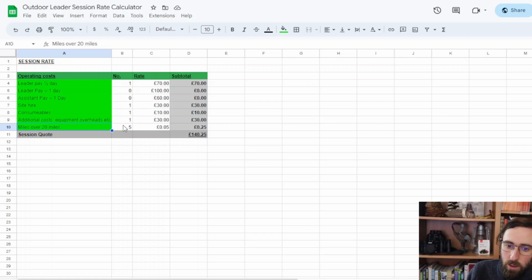So if I was traveling to the other side of Leicester and it's going to be 40 odd miles, I go, okay, miles over T. There we go. So that would add an extra £1 to the cost. I might just leave that off entirely, but if I'm, say, traveling to the other end of the country, it starts adding up a bit more. And then this gives us a session quote of £150 for half a day, £30 site hire, £10 worth of consumables, and £30 to cover our costs, along with a £10 fuel budget.